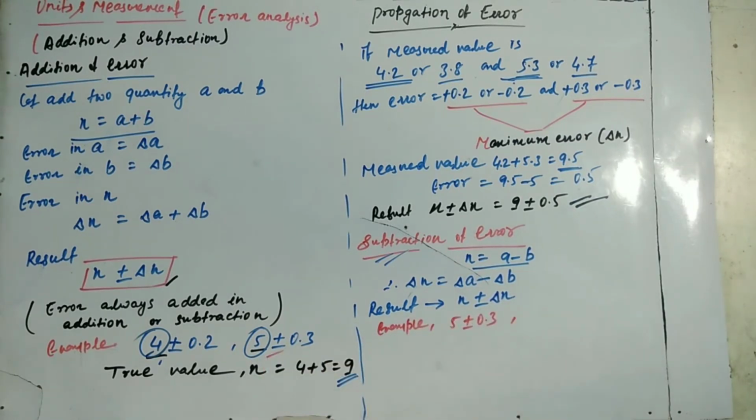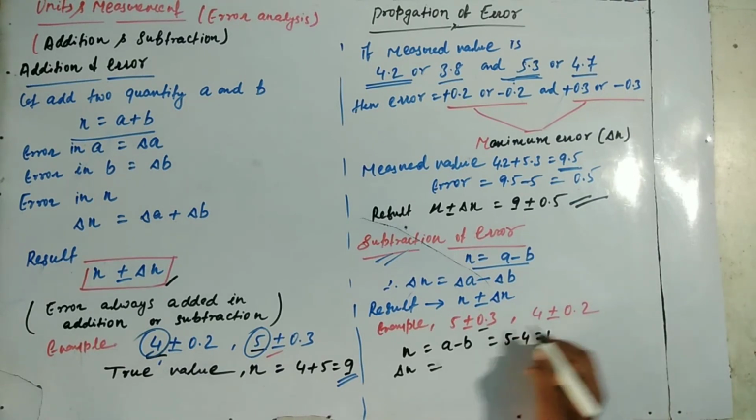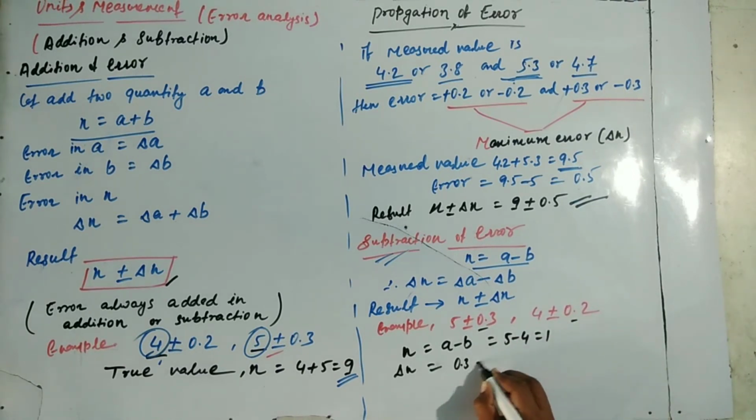error is always added. So for this we take an example: 5 plus minus 0.3 and the other physical quantity is 4 plus minus 0.2. Now we subtract these. So X equals 5 minus 4, which is 1. It is the true value. In the same way, what is del X? 0.3 plus 0.2. Then del X equals 0.5.